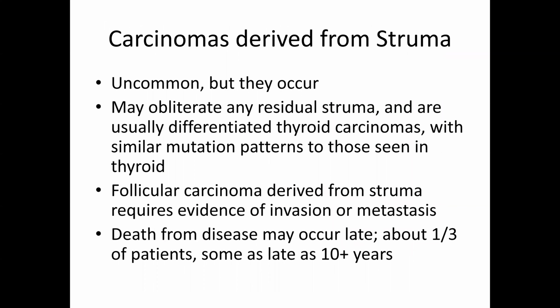Now, thyroid tissue is not immune to developing carcinomas in the ovary as well. These are uncommon, but they do occur, and occasionally they will obliterate or overrun any residual benign struma, and thus can be difficult to differentiate from unusual carcinomas. So immunohistochemistry, cytogenetics occasionally can be helpful. One caveat here is that follicular carcinoma, differentiated carcinoma of the follicular type, would require evidence of invasion or metastasis. So you're not going to be able to really easily demonstrate a minimally invasive follicular carcinoma arising from struma ovarii.